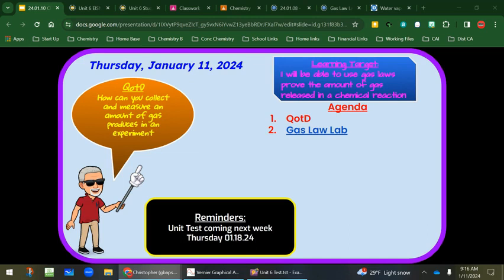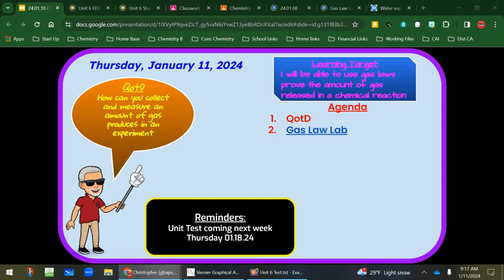Okay? So we're going to use these to collect and measure the gas because they are marked off in milliliters, the same thing a graduated cylinder will be marked off in. The difference is 0 is up at the top here and 50 is down at the bottom here. So as we put a gas in here and we collect it, we're going to be able to measure the volume of it.